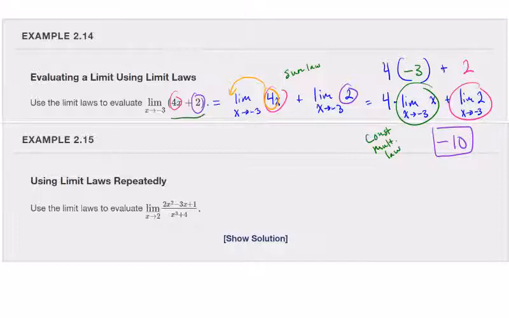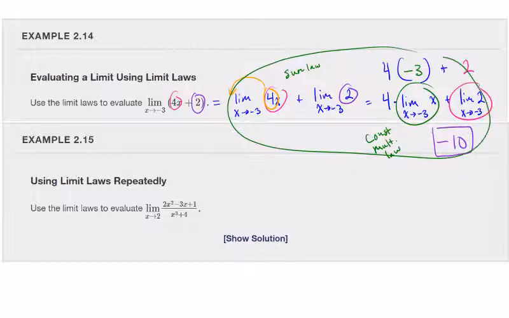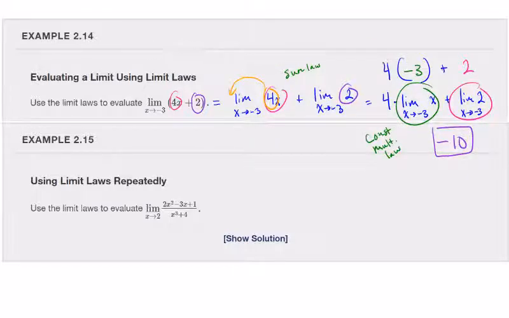When you're looking at this, you don't necessarily have to write all this stuff out in the future. It's just going to be part of your thought process to say, okay, I'm just going to take the limit of this and the limit of this and then add them. The limit of this, I just know I'm going to plug in this value for x and then multiply it by 4, so it'll be 4 times negative 3. And the limit of this is just 2. And so I'm just going to add those together.